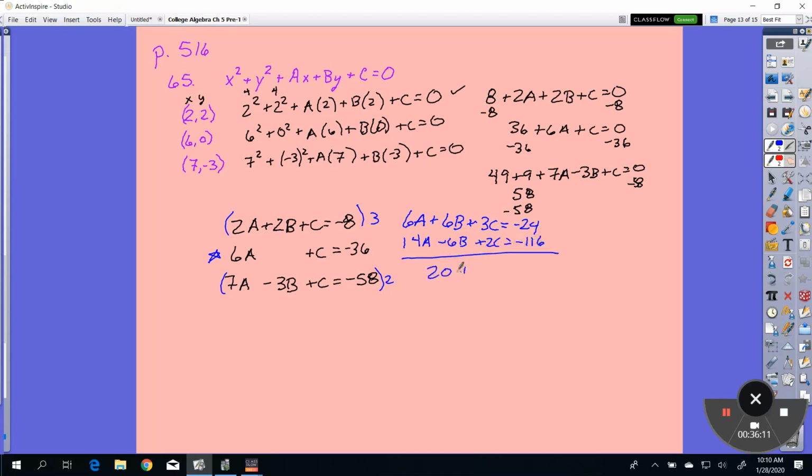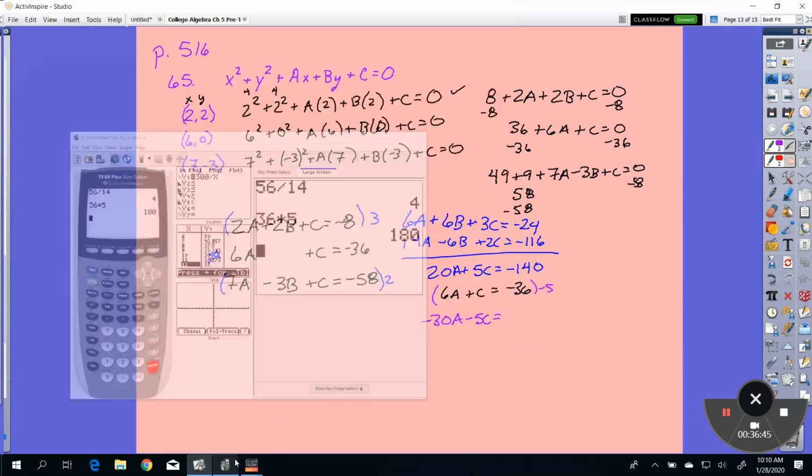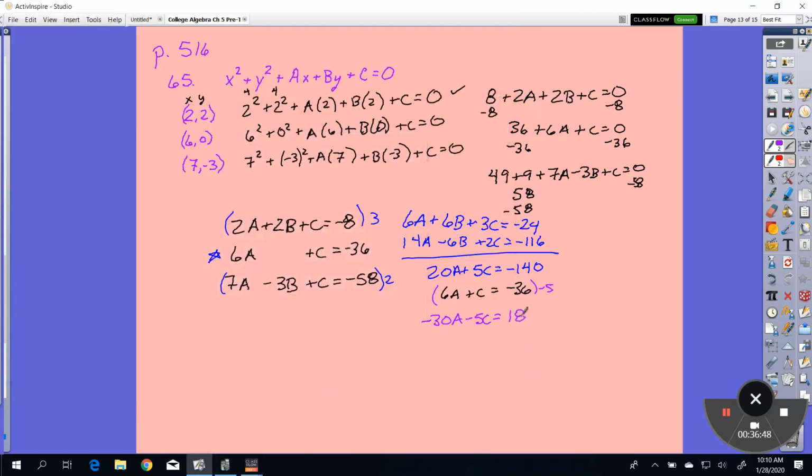So I have 20a plus 5c, negative 24, and negative 116. That makes negative 140. And my middle equation is 6a plus c equals negative 36. So I'm going to multiply all of that by negative 5. So that makes negative 30a minus 5c, 36 times 5 is 180, equals a positive 180.